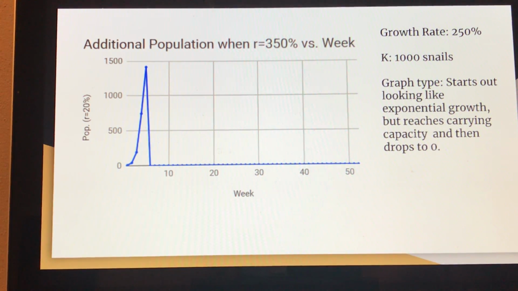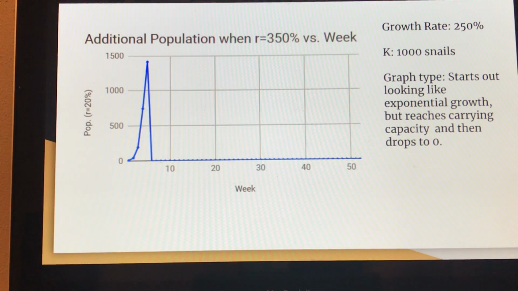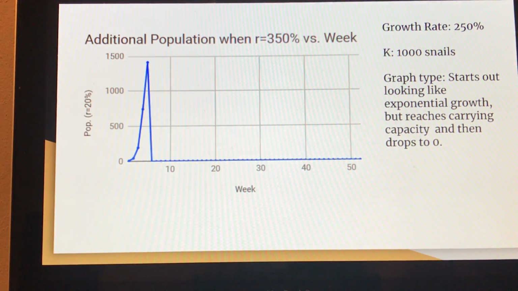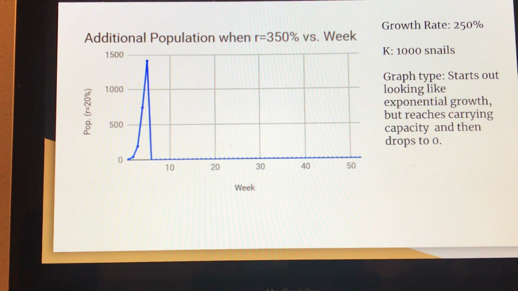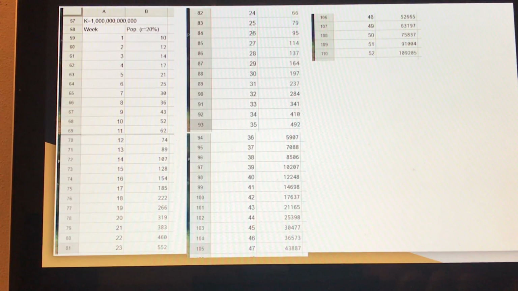Finally, we see our graph at 350% for R. Here we see that the graph starts out as exponential growth. However, when it reaches carrying capacity, it drops to 0 and then continues.